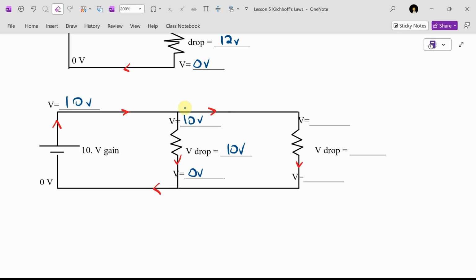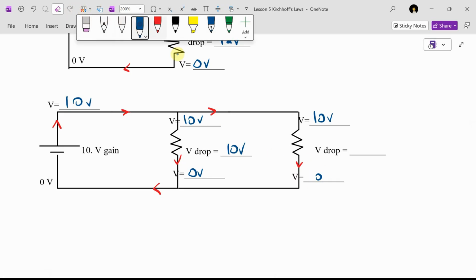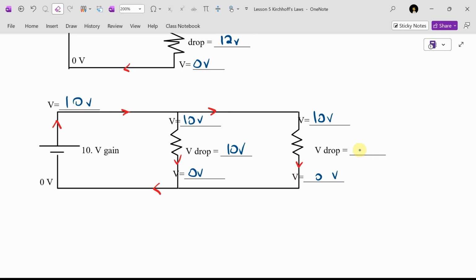Some people went to the right, this way. How high are they at the top of this hill still? They were 10 volts because they haven't lost any. Whee! This also got them to the bottom. Sorry, not 10 volts, Mr. Dueck. At the bottom, they're 0 volts high. How many volts did they lose going through this resistor?